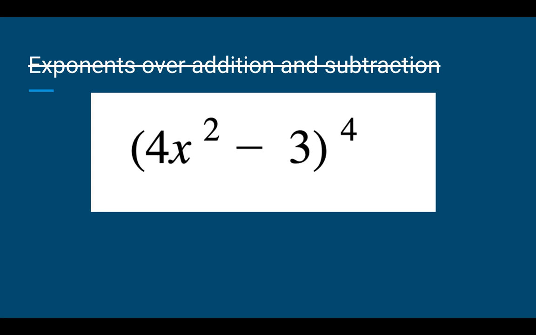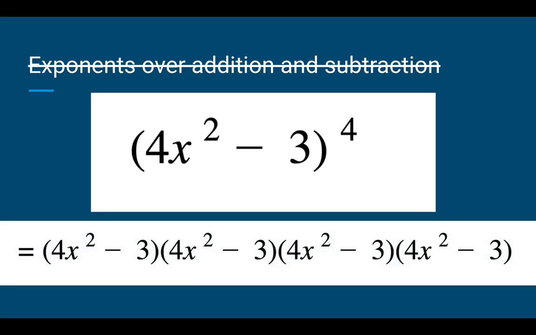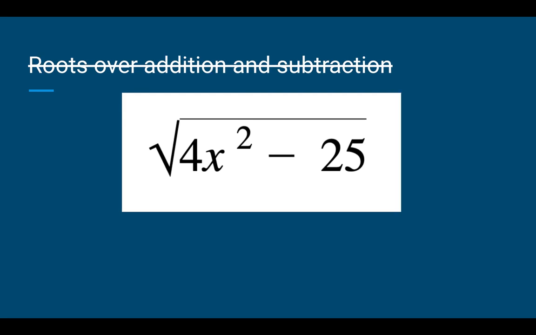So let's have a look at this one here. Really what you'd have to do is expand it out and multiply that bracket by itself 4 times. So you're going to have to use FOIL, then FOIL again, then FOIL again. This is quite a hard question. Well, you could do it, it would just take a long time, and I'm not going to do it in this video. You can leave it for you.